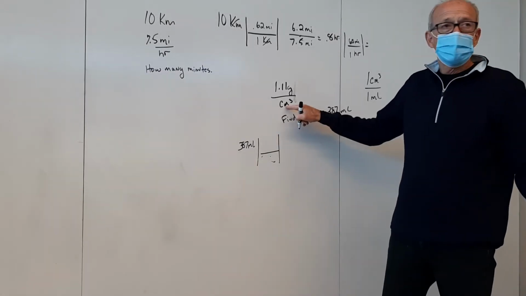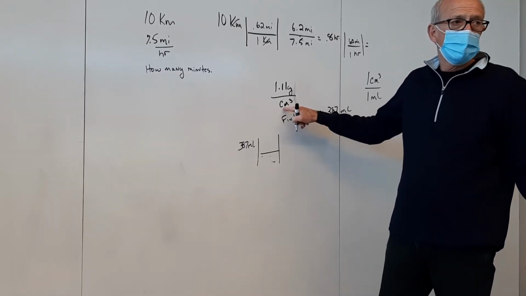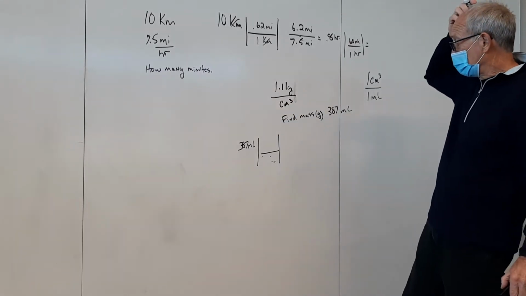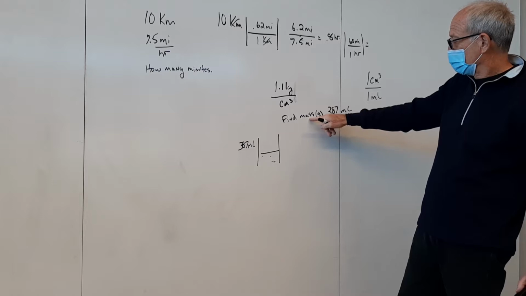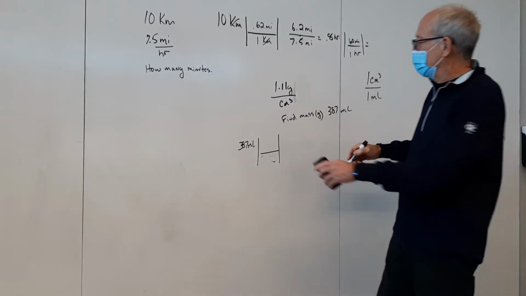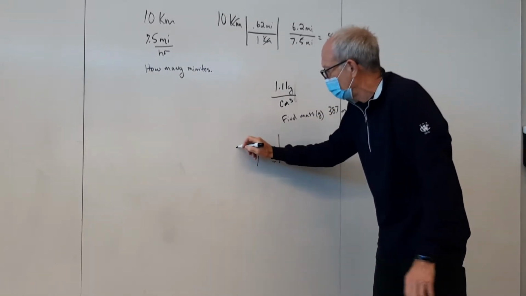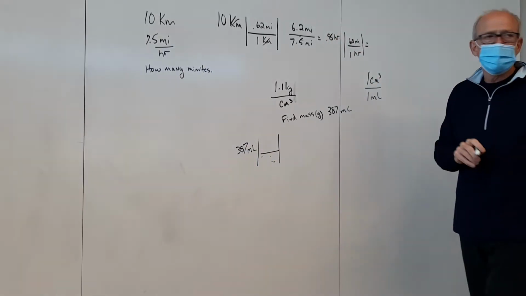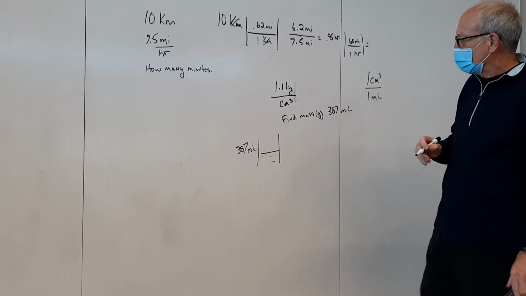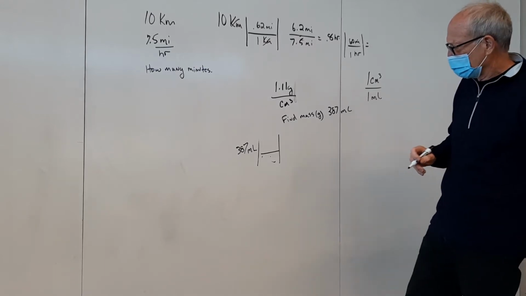Is this milliliters? Did I get this? We were given the volume in milliliters, so we're trying to find the mass. The second one's volume. My bad. So you got 387 milliliters. That's what you're given, yes? Yeah. Okay. So I got to change that to centimeters.